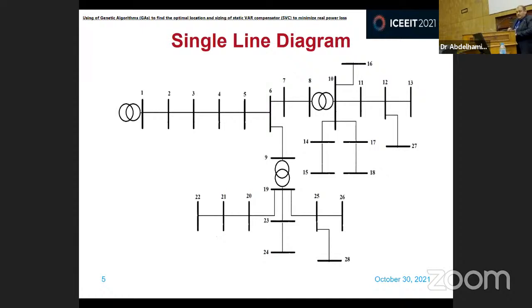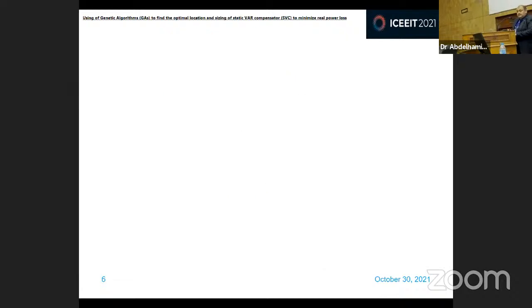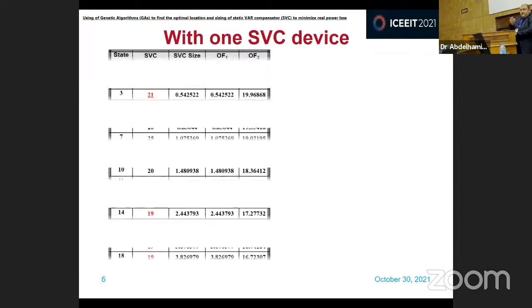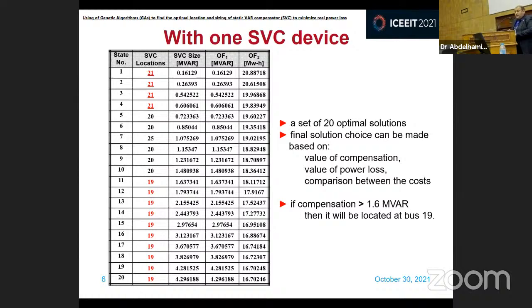Here is the single line diagram for the network that we applied our solutions to. We can see it's a radial system and consists of 28 buses. With one static VAR device, here we can see a table with a set of 20 optimal solutions.